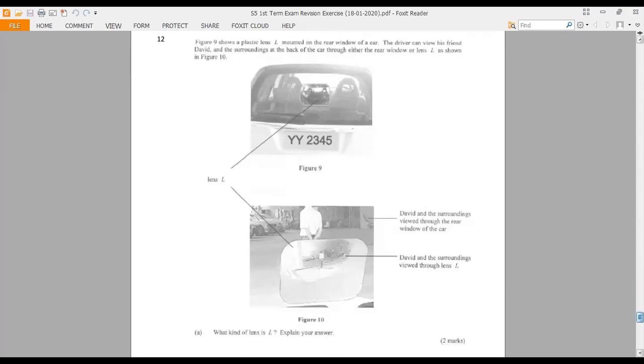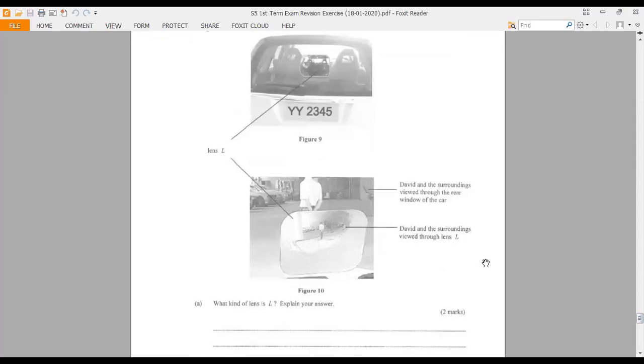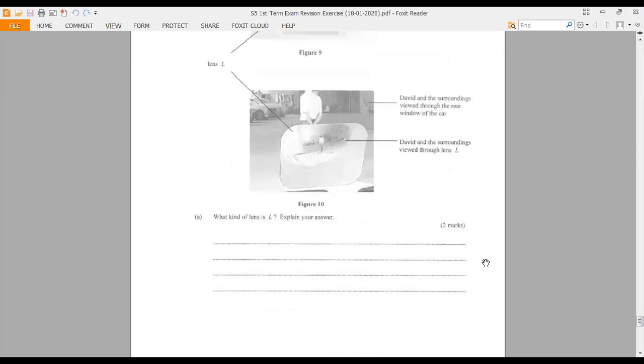So let's see. Do you understand what's going on? Okay, the rear window, he sticks something on it, and that is a lens. That lens will enable him to see a larger view like this. So this is the image he saw through this lens. So what kind of lens it should be, and explain your answer. As I mentioned before, whenever you see an image, you try to label its nature first. Okay. So the nature is upright and diminished.